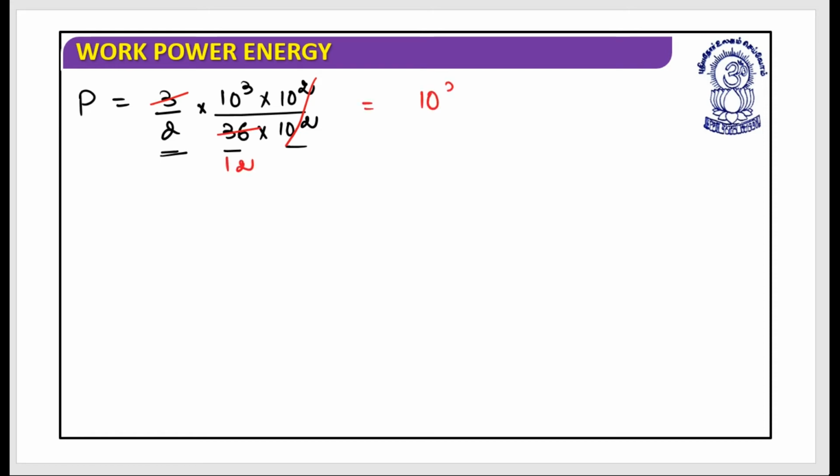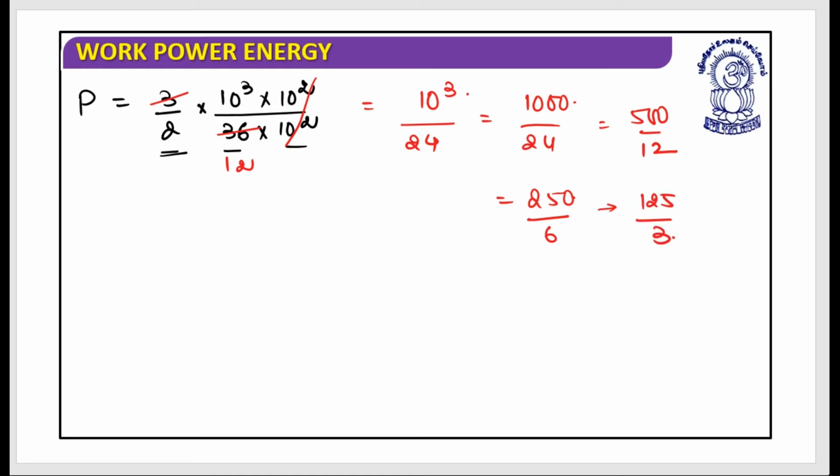So this is equal to 10 to the power 3 divided by 24. This could be written as 1000 divided by 24, which in turn could be 500 by 12, which in turn could be 250 by 6, and that could be 125 by 3. 43s are 129, 43s are 125 would remain 41, it's 41.66 watt. This is the power required.